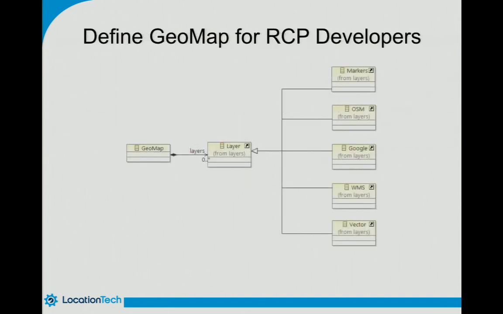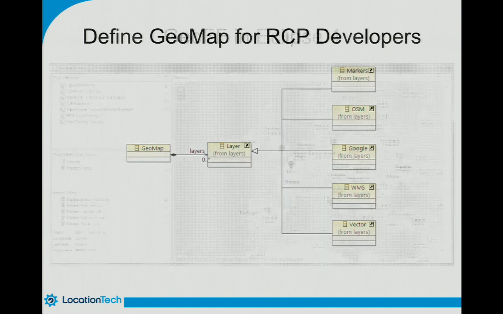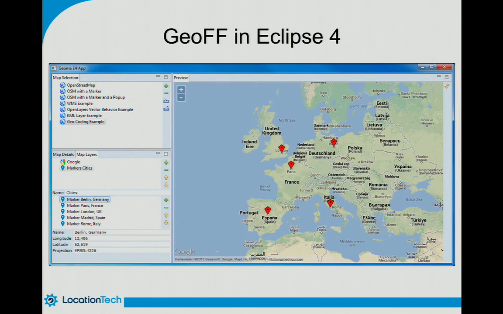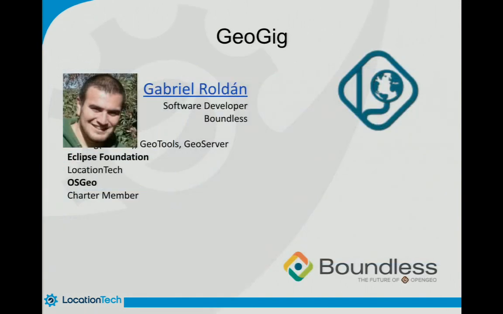And it provides a data structure of a map consisting of layers, and it's able to turn this into a visualization for you. So here's a little bit of what that looks like in Eclipse 4. So I do recommend you start with this project if you're wanting to get a quick start of mapping in Eclipse. Another interesting project here is called GeoGig.